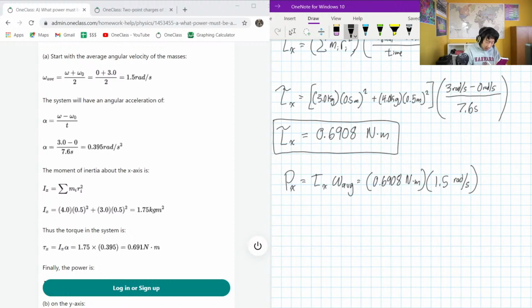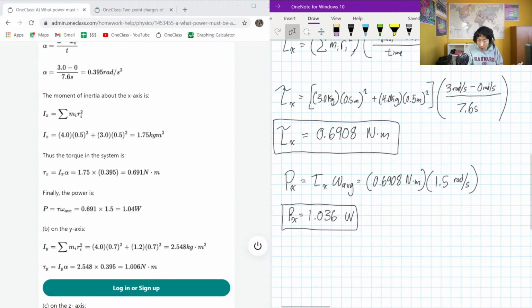Okay, so let's multiply them together times 1.5, and I got our power in the x direction is going to be 1.036 watts. Okay, hopefully that's the same calculation we got here. Yeah, just with a little bit of rounding, but yeah, precisely. So that's in the x direction.